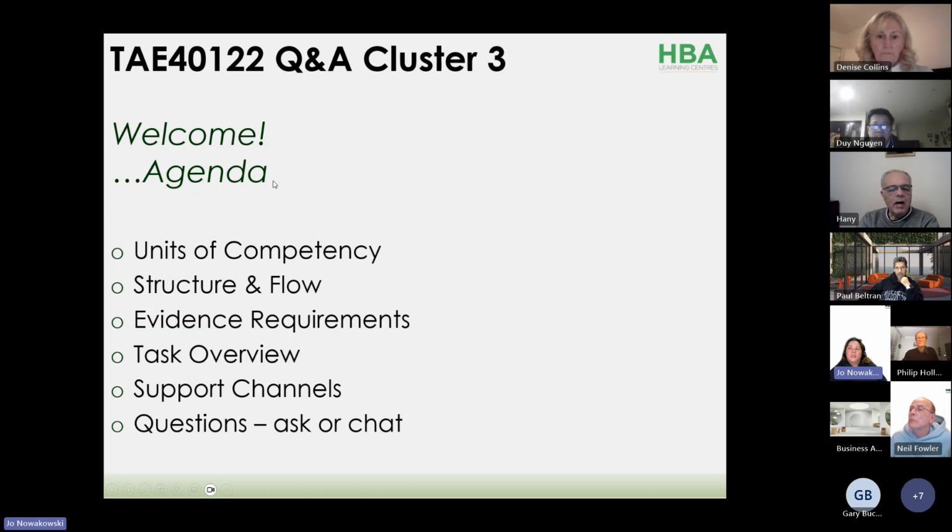So, welcome. We're going to go through the units of competency within cluster 3. We're going to go through the structure and the flow of the requirements that need to be completed, the evidence requirements, the task overview, some support channels, and we're going to have a quick Q&A session.